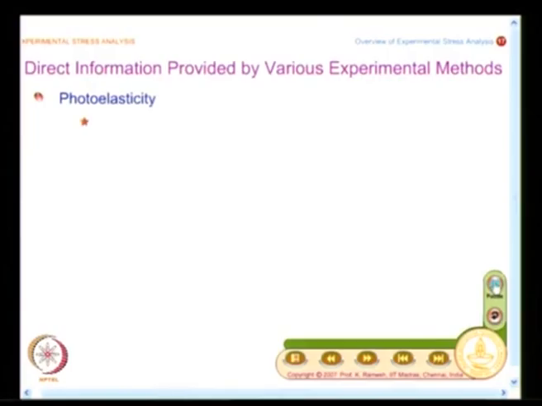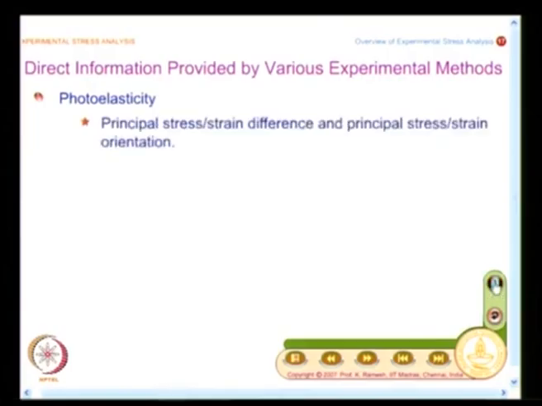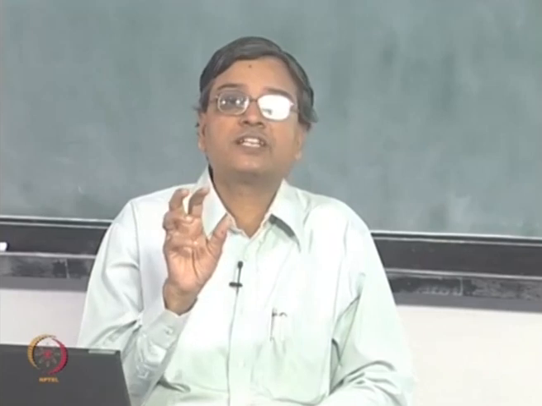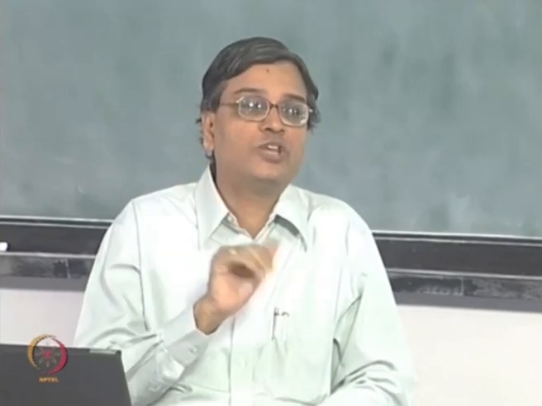And what you need to know now is, for each of the experimental techniques, what is the information that it gives directly. You may want to use this information and use your mechanics of solids or other methods to process this information to get additional data. That is a different aspect, but basically when you exploit the physics, what is the information that you get out of it, and that you need to know.